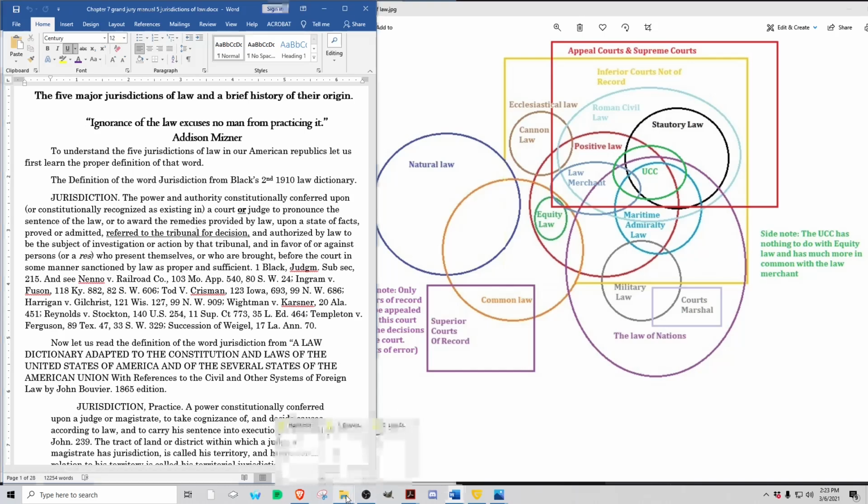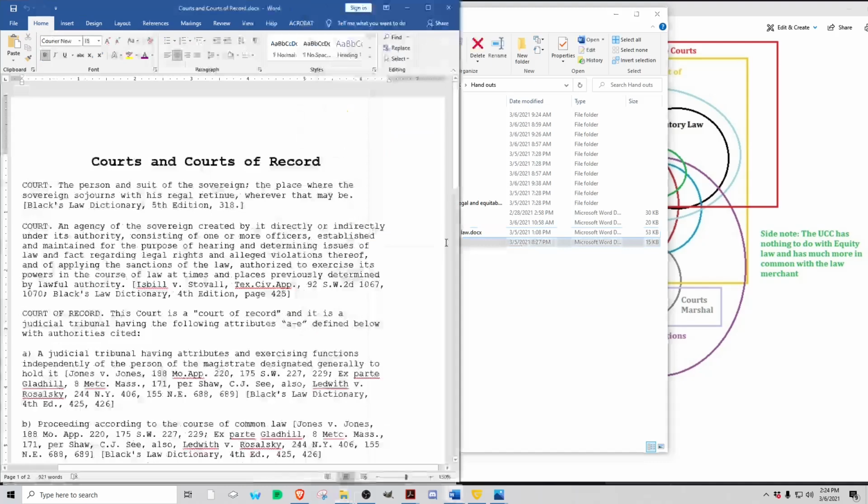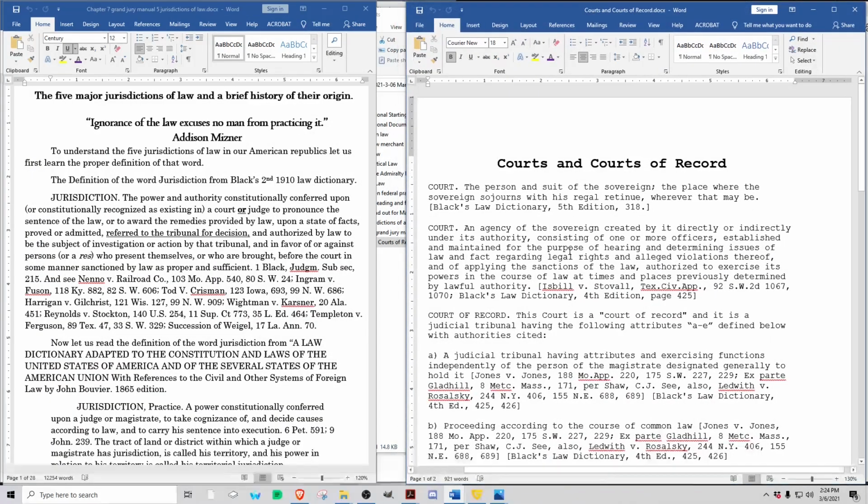So I'm going to open up another doc here real quick, and it's Courts and Courts of Record. It'll be just in the handout folder. It'll be the bottom document, Courts and Courts of Record. So open that up real quick. So I want to show you what a court is. So a court: the person and suit of the sovereign, the place where the sovereign sojourns with his regal routine, wherever that may be.